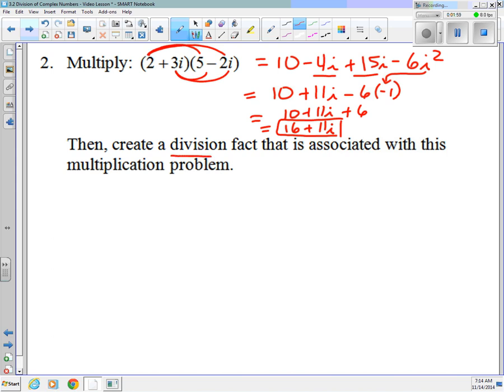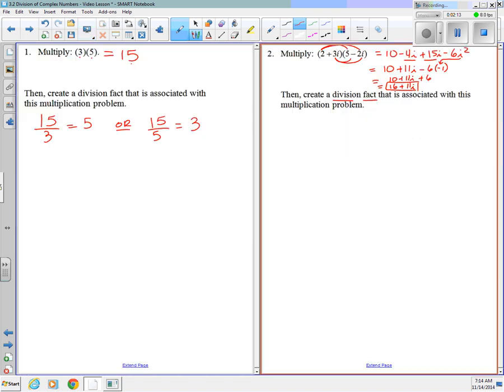And we can create a division fact that is associated with this multiplication problem. In fact, we can create two. I'd actually have you stop the video here and see if you can create a division fact associated with this multiplication problem, similarly to the way that we did in number 1. Hopefully you did pause the video. I really can't check that you did, but there are two division facts we can come up with.